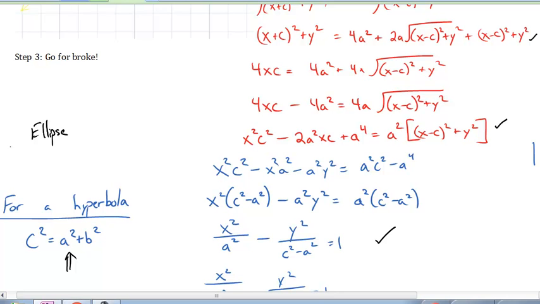Within an ellipse, we have a squared equals c squared plus b squared. And the easy way to remember this is based upon the orientation of the vertices versus the foci. Which one is closer to the center?